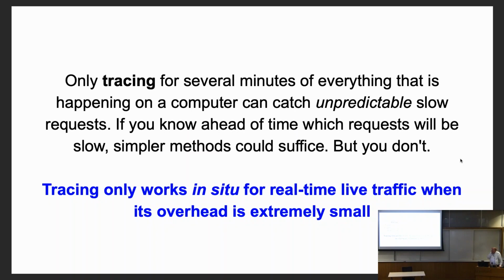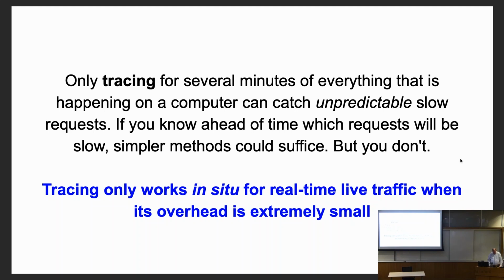First, only tracing for several minutes of everything that's going on on all of the cores of a machine can help you catch unpredictably slow things. If you know all of that transaction coming up is going to be slow, then you could do something simpler, but you don't know. You just never know. Once you understand the mechanism that makes it slow, you can predict when it's going to happen again because now you understand it. All mysteries are simple once you know what they're doing.